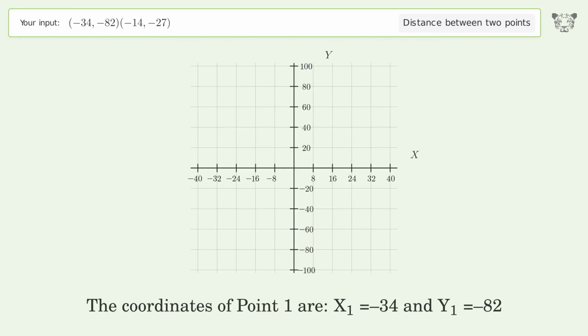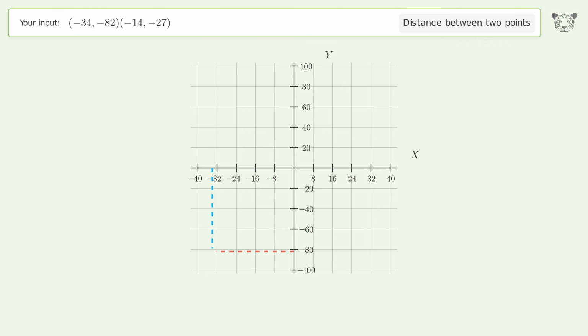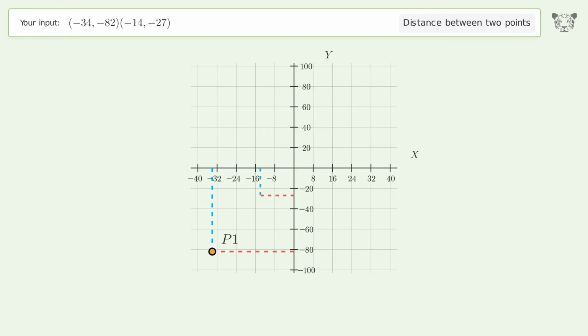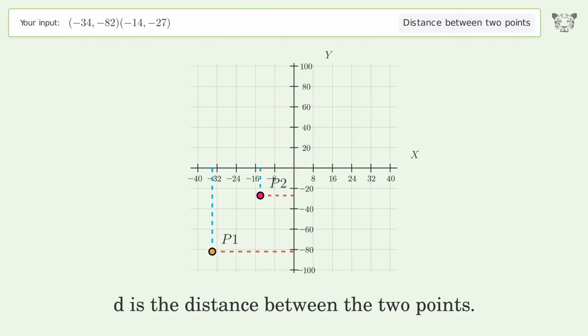The coordinates of point 1 are x1 equals -34 and y1 equals -82. The coordinates of point 2 are x2 equals -14 and y2 equals -27. D is the distance between the 2 points.